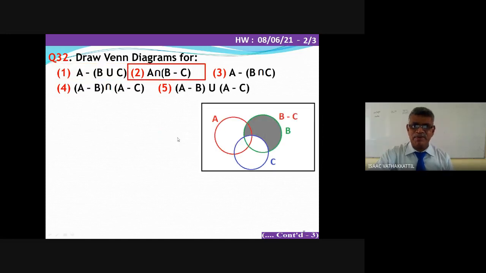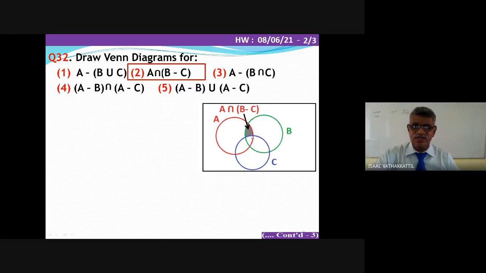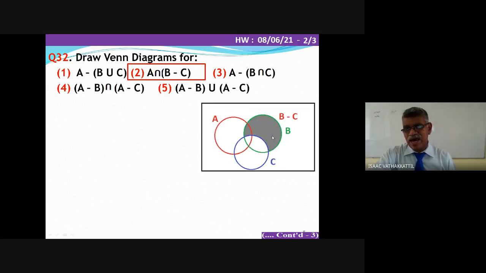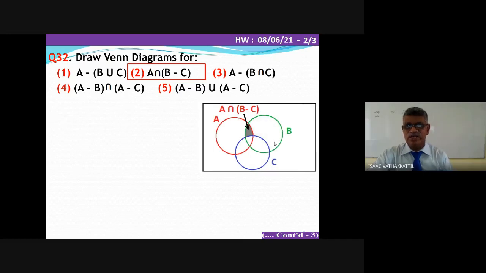Now, (A intersection B) minus C. For that, first you find B minus C. How do you find B minus C? From B, remove C. You get B minus C. What is common to this shaded portion and A? You can easily observe only a very small portion here. Is it okay? Common to A and B minus C, that is A intersection (B minus C).